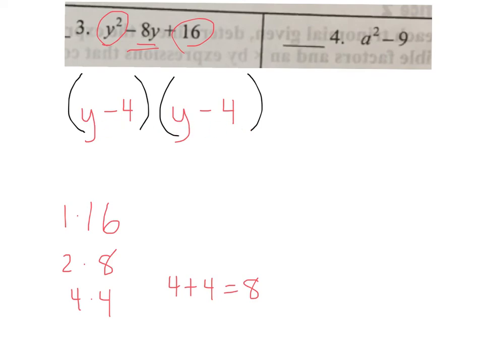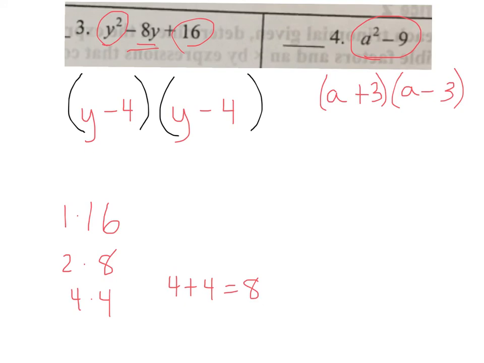Okay, let's look at our last one, a squared minus 9. What do you notice a squared minus 9 is? A difference of squares, yeah. a squared is a perfect square, 9 is a perfect square, and there's a minus sign in the middle, isn't there? So I'm going to factor it into two binomials. So I've got a and a. What is the square root of 9? 3. 3 and 3, and then I go plus, minus.